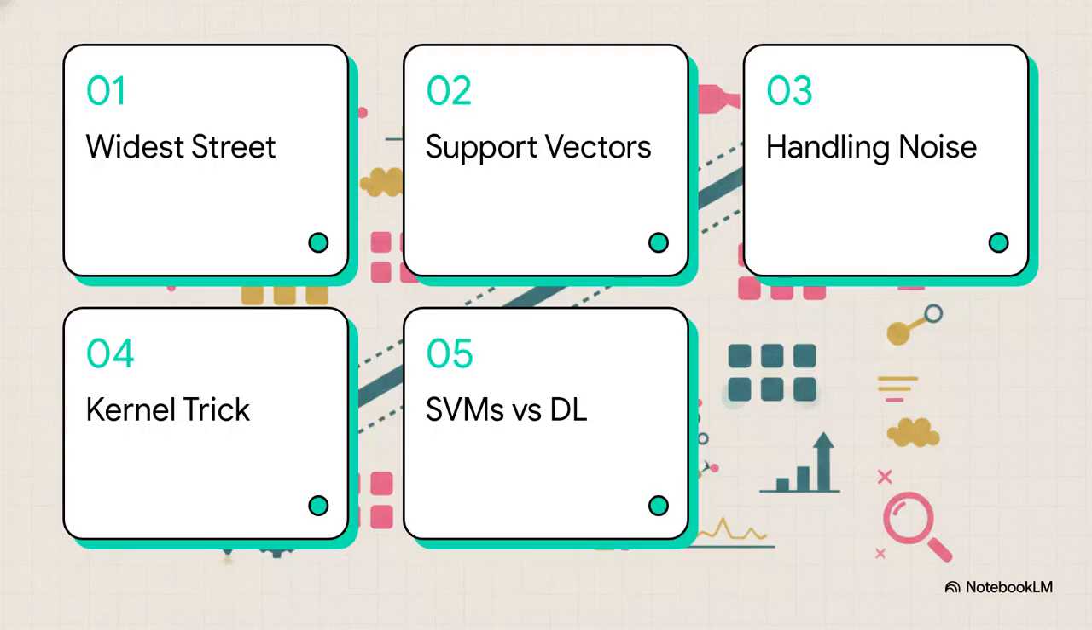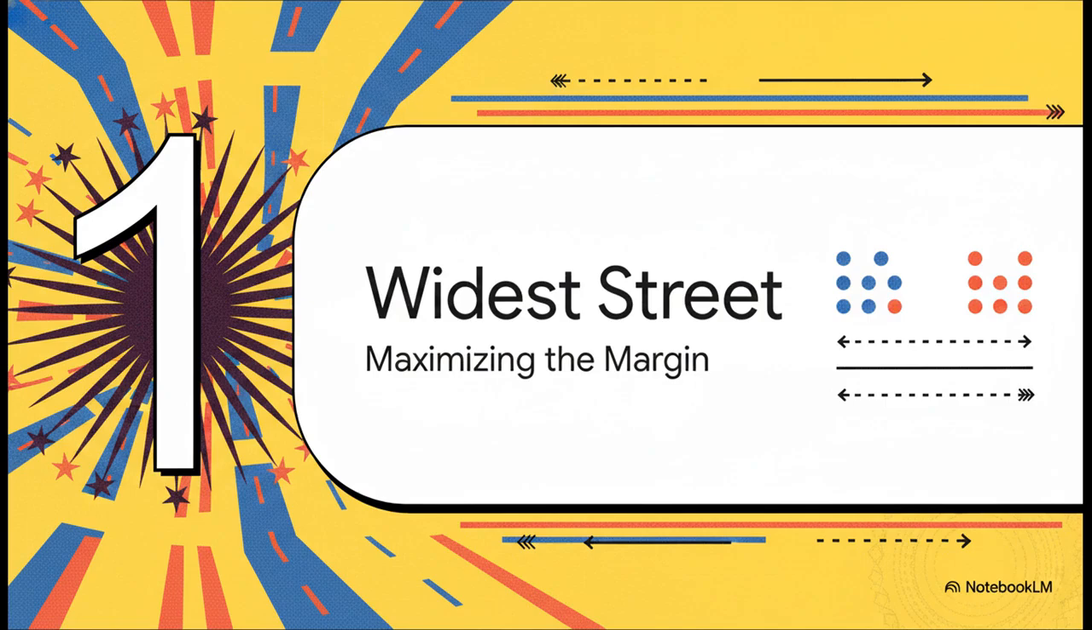So, for this explainer, we're going to break all this complex math down into 5 quick steps. We'll start with drawing the widest street, move on to those critical support vectors, figure out how to handle noise with soft margins, unlock the magic of the kernel trick, and finally, compare SVMs against deep learning. Step 1. Drawing the widest street.